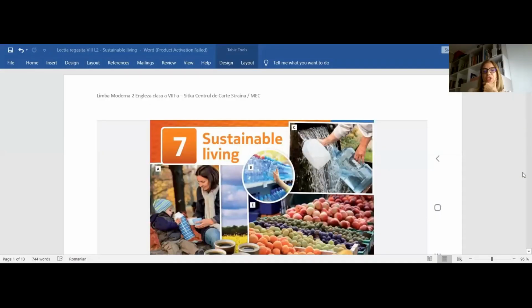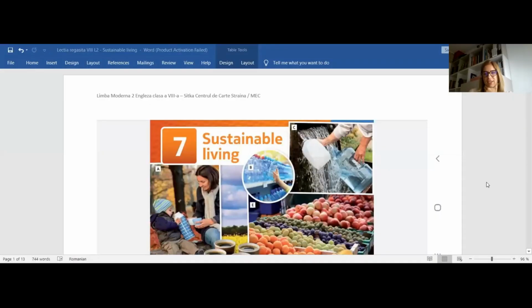In today's lesson, we are going to find out more about sustainable living, what it means, what it involves, and how we can better support it. And then in the second part of our lesson, we are going to revise some modal verbs, which some of you may already be familiar with. So let me show you the materials I have prepared for you, and I hope you will enjoy every single minute of our lesson.